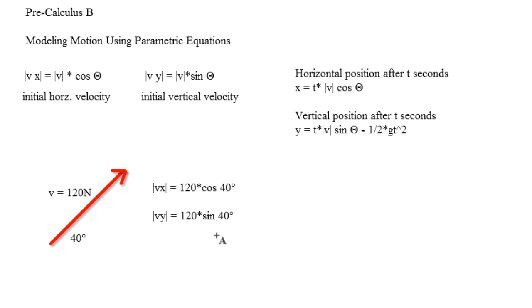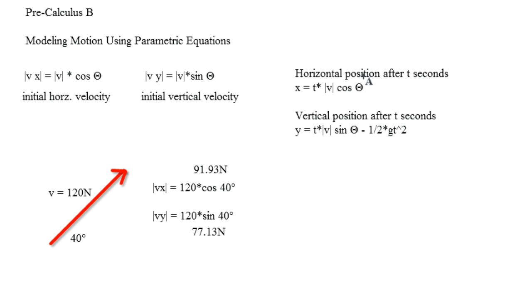Okay, so to get the actual numbers, we use our calculator. Okay, so 120 sine of 40. Okay, so first off, the initial vertical velocity is going to be 77.13 newtons. Okay, and then this one up here is going to be, oh, excuse me, cosine. So that's going to be 91.93 newtons. Okay, that's going to be the initial horizontal velocity.